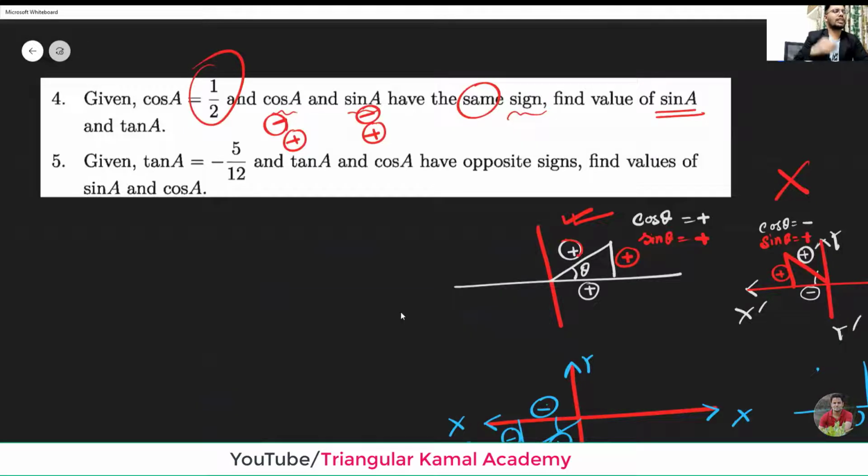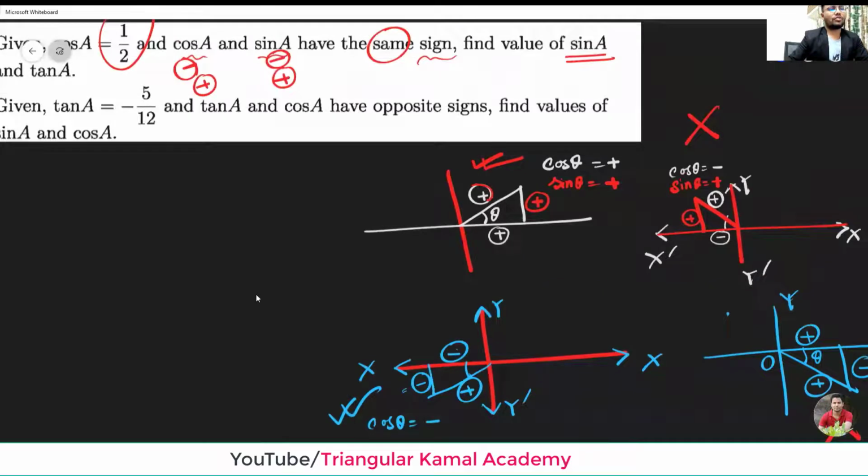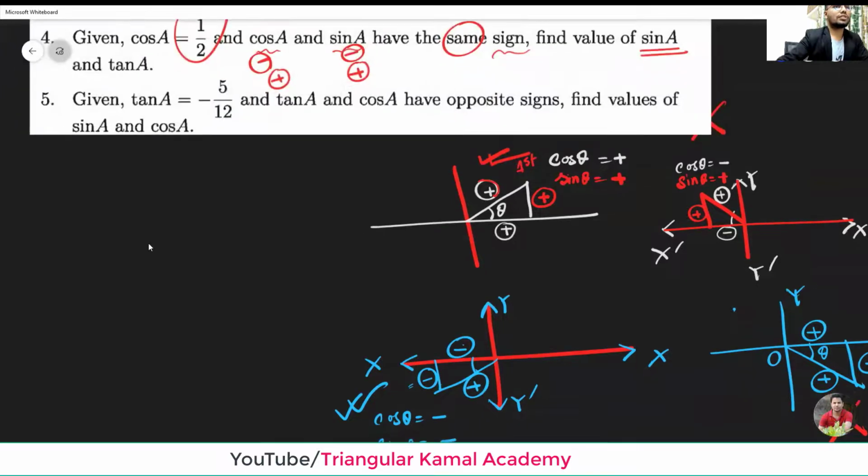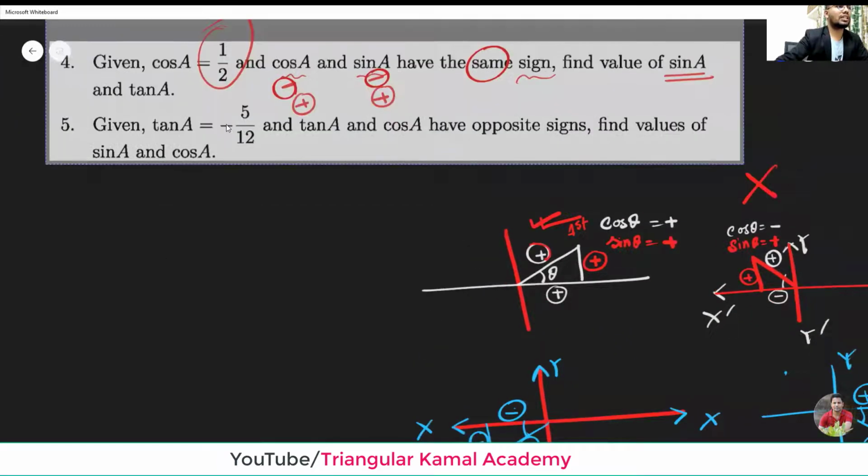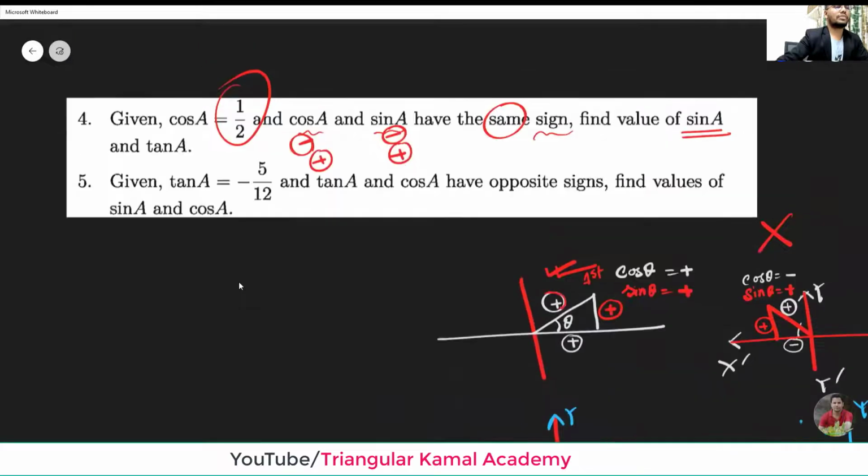The information minus 1 by 2 means positive. So where is cos positive? Cos is positive in the first quadrant. And sine, having the same sign, is also positive. Comparing these two conditions, we can decide that since cos and sine have the same sign and cos is positive, the angle is in the first quadrant. So now the angle condition is that it is in the first quadrant.